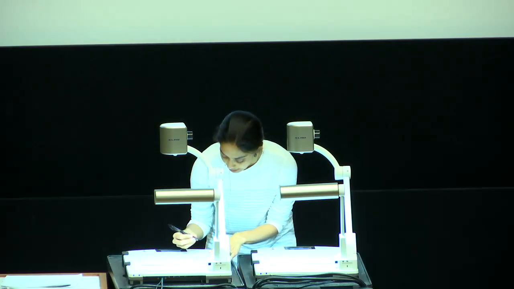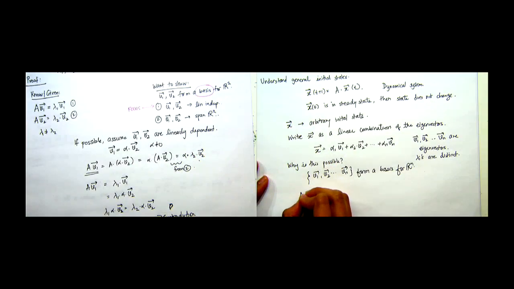Everyone with me here? Okay. So now when I think about A times X, how can I write it out further using what I have seen here? I can write A times X as A times (alpha 1 V1 plus alpha 2 V2 plus alpha n Vn), right?